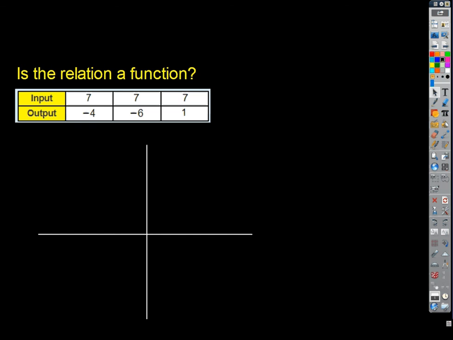If I graph these, what happens with these? So I've got over 7 up 1, over 7 down 4, over 7 down 6. What do you notice about those? They're just one line. They line up vertically. Doesn't that make sense? Now think about this, what we talked about here with our definition of a function.